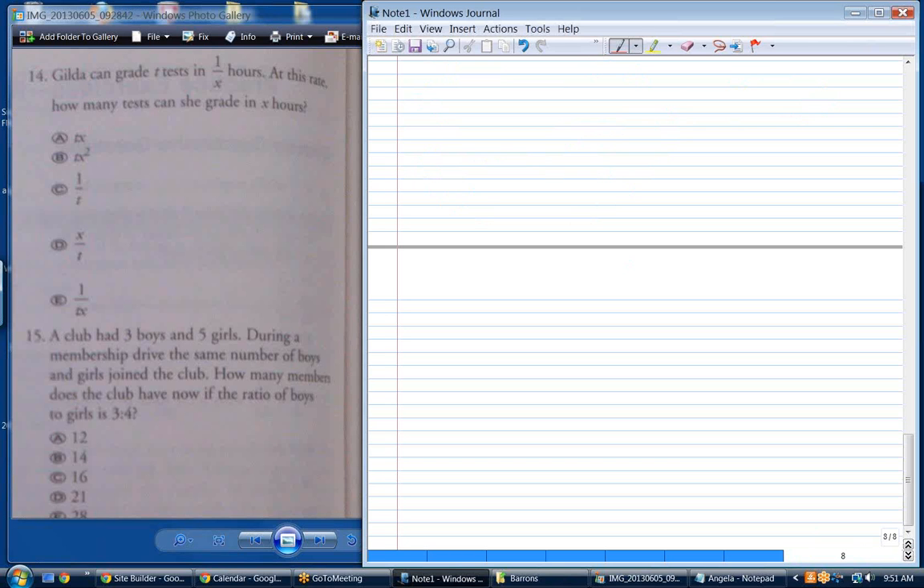So let's write out what we know. If she can grade t-tests in 1 over x hours, how can I write that? T equals 1 over x? How about t divided by 1 over x? Well, I am really bad at setting these up. Well, how do I know that it's use the units?